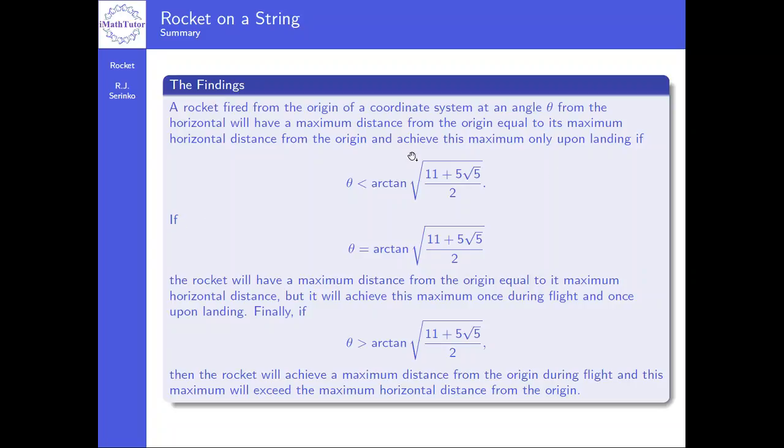When theta equals this arctan, the rocket will have a maximum distance from the origin equal to its maximum horizontal distance traveled, but it will achieve this maximum once during flight and once upon landing. So this is that maximum distance that we were seeking. And finally, if theta is greater than the arctan of the square root of (11 plus 5 square root of 5) over 2, then the rocket will achieve a maximum distance from the origin during flight. This maximum will exceed the maximum horizontal distance from the origin.